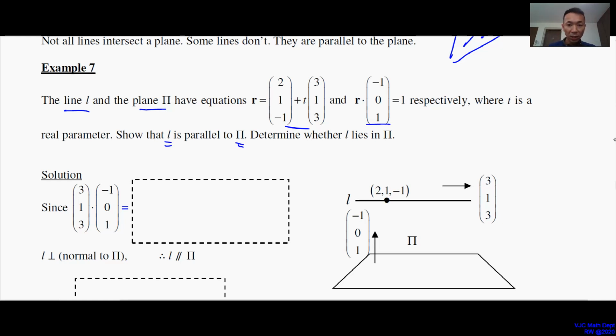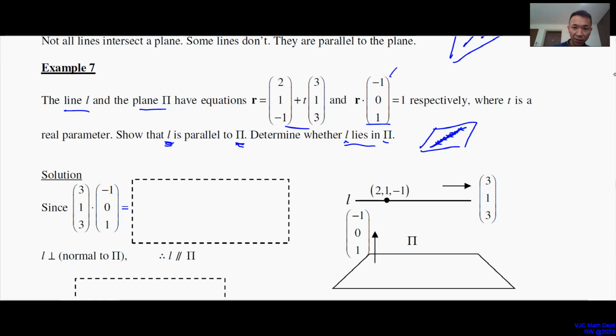What does L lies in pi mean? If L lies in pi, it means this is a plane and the line, and all the points on the line lie in the plane. Never mind, let's do one thing at a time. We need to show that L is parallel to the plane. There's only one way to do it.